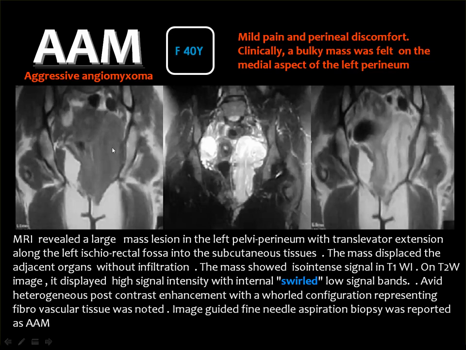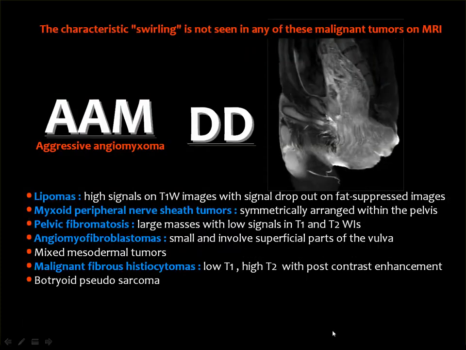Another case, and you see a big lesion involving the left side of the pelvis, and in the T2 weighted image, you see the characteristic appearance, and after contrast injection, you see some contrast enhancement. And the differential diagnosis of aggressive angiomyxoma may include lipoma, and lipoma will show high signal in the T1, and it will show fat suppression on fat suppressed images, and is not vascular.